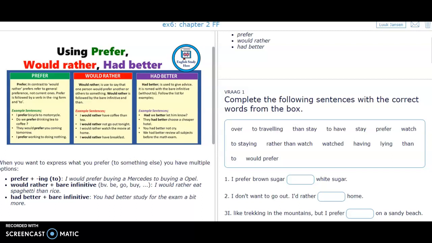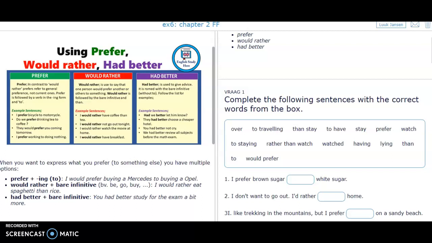So, yesterday, you had to do an exercise which focuses on expressing preferences, and I've suggested three types of structures you can use to express preferences. What is a preference? A preference is when you want to tell someone what you like or what you like better than something else. The three structures I've suggested are to prefer, would rather, and had better.